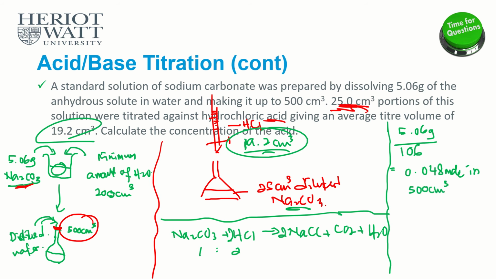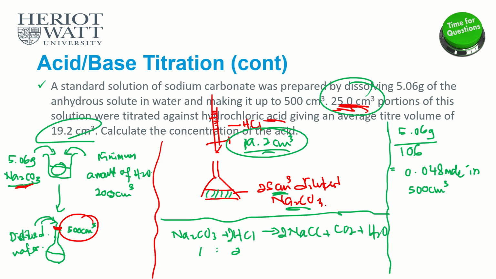Right? This is the mole in 500. And what's the mole in 25? Because we only pipette out 25 in a conical flask, it's only 25 instead of 500. Unless we use all of 500, that would be the mole. But now we're using only 25 out of 500, so the mole will be different, right? Obviously.